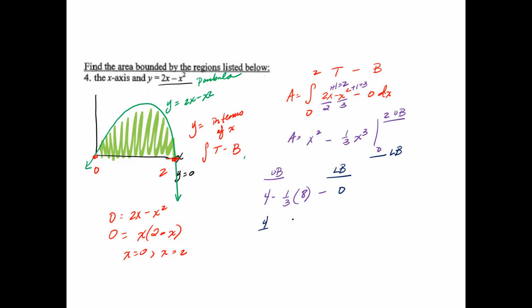So then 4 over 1 minus 8 over 3. Find your common denominator. You should have 4 over 3 units squared. And that is your answer.